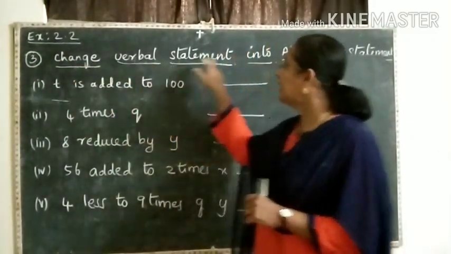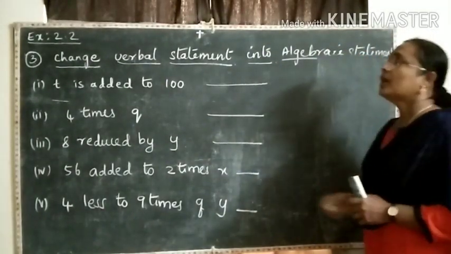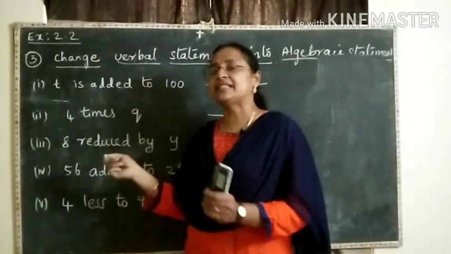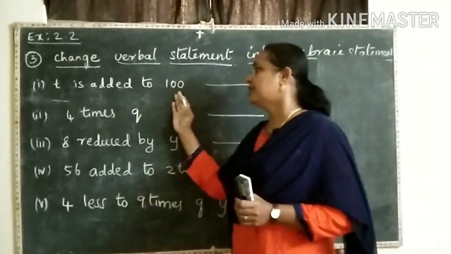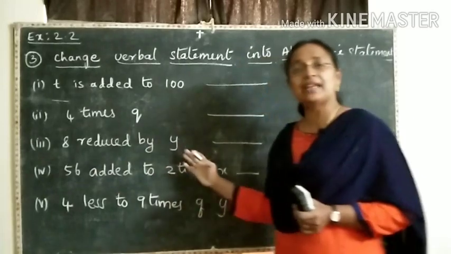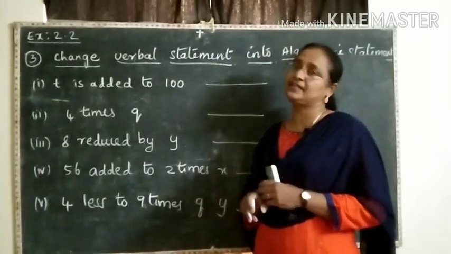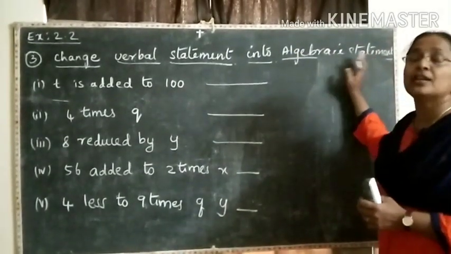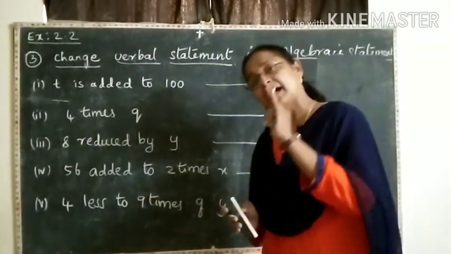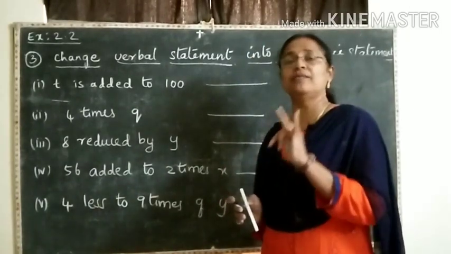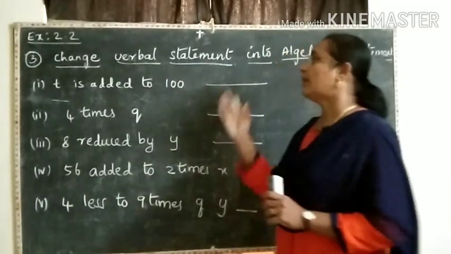Look into this. Change verbal statement into algebraic statement. Now what is meant by a verbal statement? A verbal statement is an ordinary statement. As we have written here, t is added to 100, 4 times q, 8 reduced by y. These are said to be verbal statements. Now I am going to change these verbal statements into algebraic statements. So what is meant by an algebraic statement? In the algebraic statement, I should have a variable, a constant, and along with these two, I should have the arithmetic operation. Okay. So now I am going to change it.